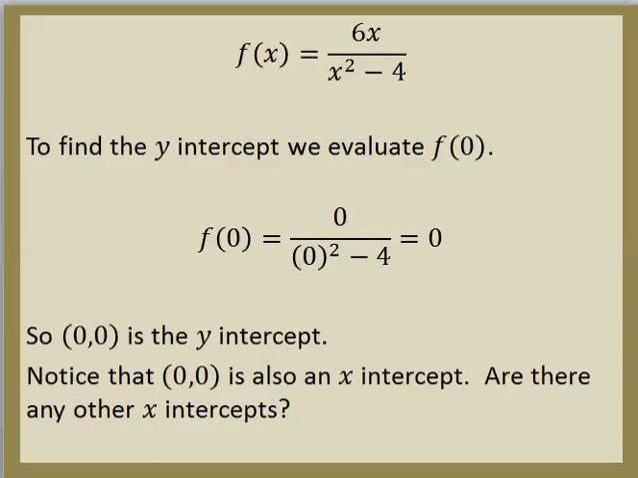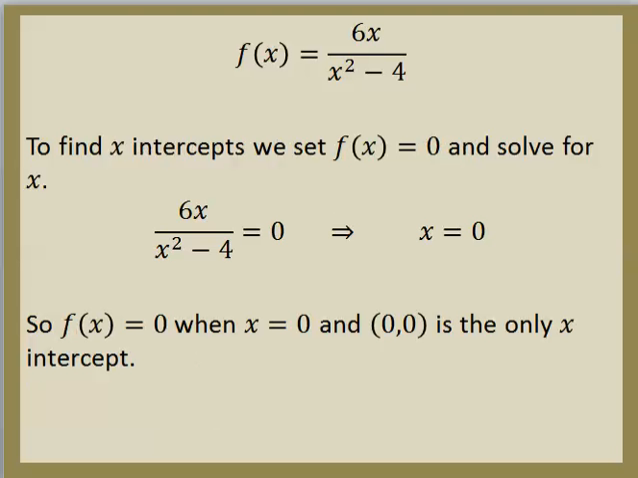Are there other places where the graph of f crosses the x-axis? To find x-intercepts, we set the function equal to 0 and solve for x. For this particular function, when we set f of x equal to 0, we get one solution, x equals 0. And this gives us the point that we already found, 0, 0. So 0, 0 is the only x-intercept.